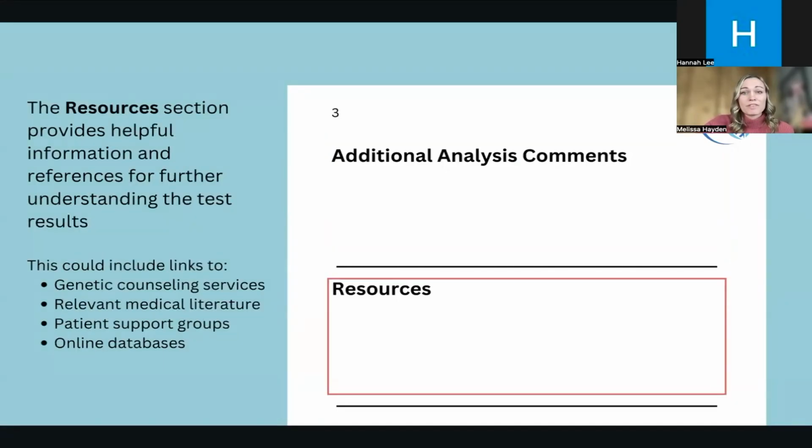The resources section provides helpful information and references for further understanding the test results. This could include links to genetic counseling services, relevant medical literature, patient support groups, or online databases. These resources help patients, providers, and families understand the implications of the genetic findings and offer support for next steps in healthcare management or decision-making.